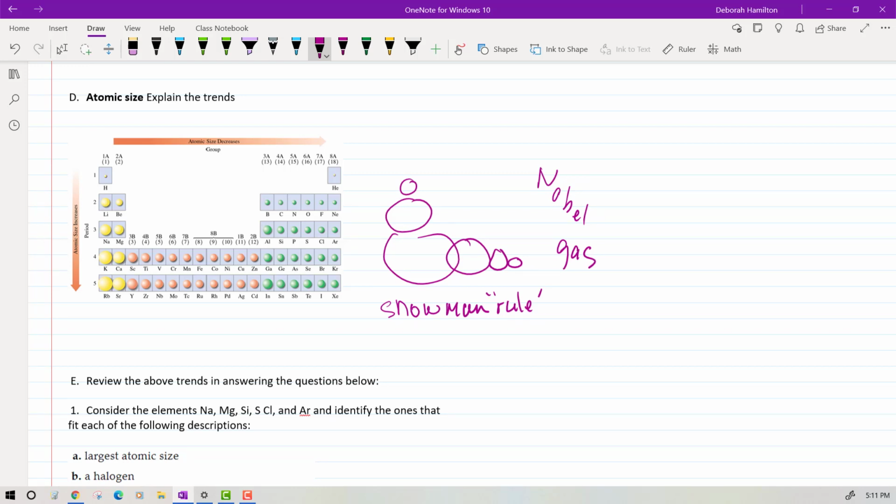Because it's harder to think about why it's doing that. They're getting smaller because the positive force of the nucleus is pulling the electrons in closer. Even though you're adding electrons to the outermost energy level at the same distance, that's the important thing. You're adding electrons at about the same distance away, but the positive force of the nucleus is increasing.